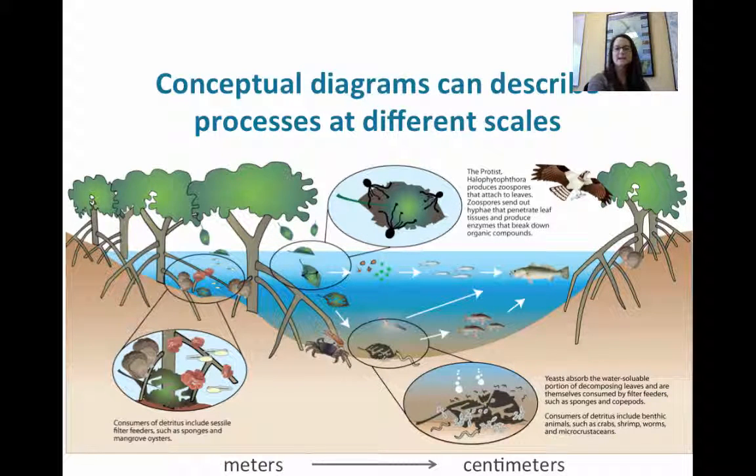And conceptual diagrams can also describe processes at different scales. So here we have a mangrove ecosystem, and you can see that process is occurring on the meter scale, so the larger picture in this mangrove ecosystem. And then we've used these circle blowouts to describe processes happening at a microscopic or on the scale of centimeter in the ecosystem.